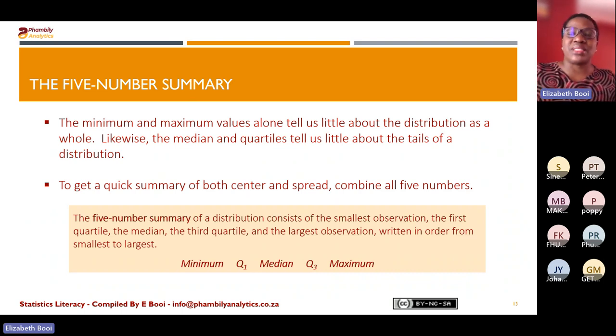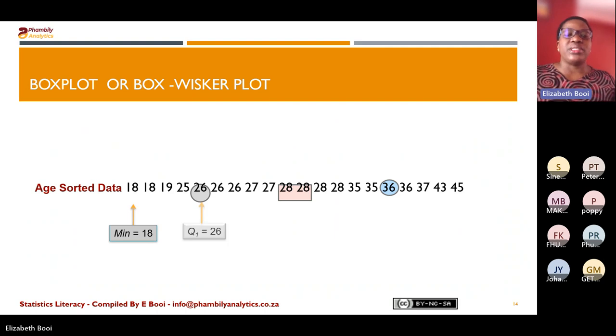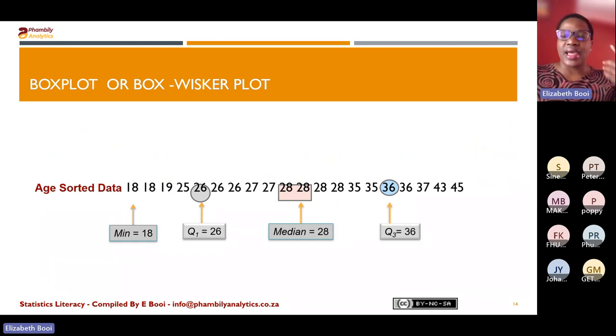From the five number summary, we can draw what we call a box plot. So let's look at our data set. 18 is our minimum value. 26 was our quartile one value. 28 was our median. 36 was our quartile three. And we also have a maximum value, which is 45.